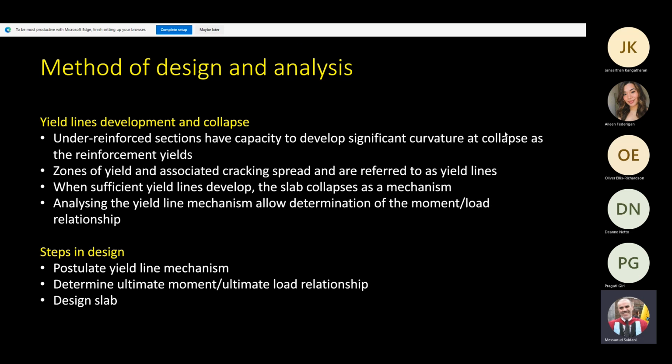In design, how do we design a slab? First of all, we need to postulate a yield line mechanism. In other words, we need to make a good guess or decide on a yield line mechanism. The second step will be to determine the relationship between the moment and the ultimate load. And finally, you can design the slab as I have explained earlier.